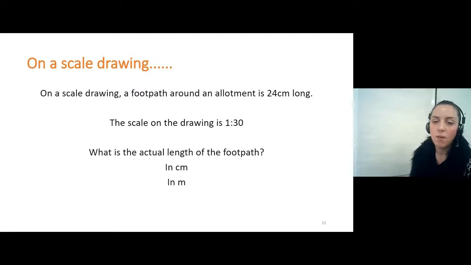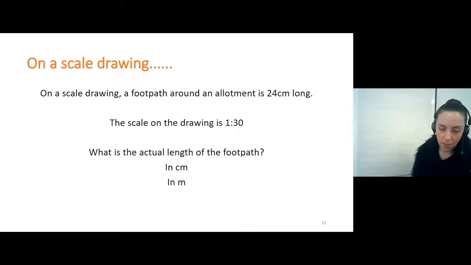A footpath around an allotment is 24 centimetres long. The scale on the drawing is 1 to 30. What is the actual length of the footpath? Now, this is one of those where I think when you see a question like this, there's no image, so it can be hard to picture. And because you've seen numbers like 24 and 30, you sort of think, oh gosh, this is a lot. But let's not panic, we're okay.